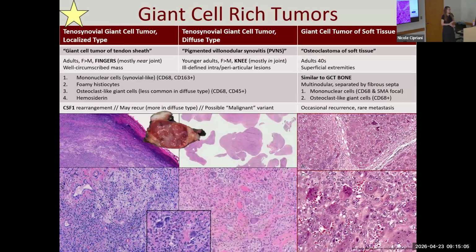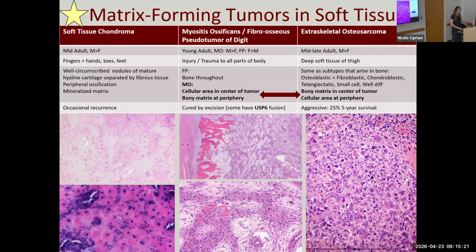We already talked about the tenosynovial giant cell tumors, but because we're now in the soft tissue, we want to add on giant cell tumor of soft tissue, which again looks like GCT of bone. It does not have the same mutation, though, so you can't use the IHC to prove it, but you can use the morphology and this sort of lobulated appearance.